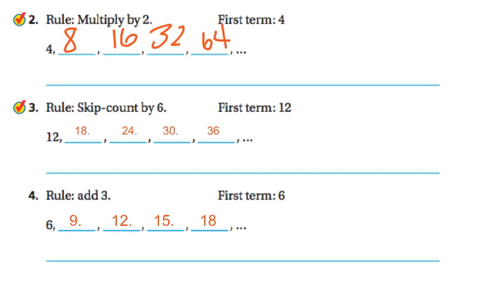Okay, this time we would have had 9, 12, 15, 18. Even though we weren't skip counting by 3, these numbers are all multiples of 3 because we started with 6, which was also a multiple. All right, let's move on to the next problem.